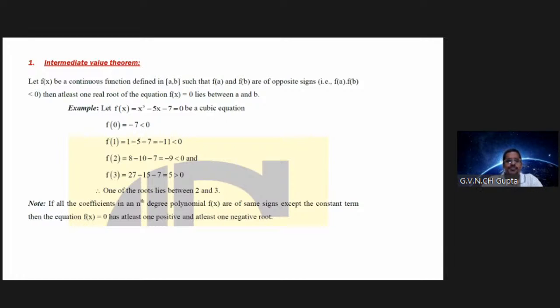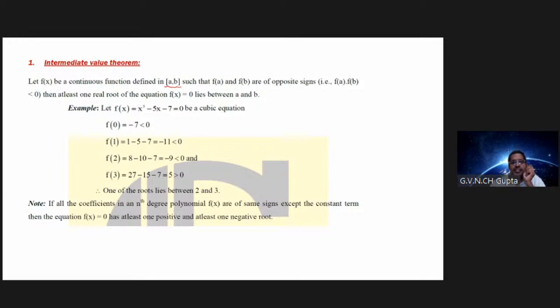The first one is the intermediate value theorem. The necessary condition is: let f of x be a continuous function defined in closed interval [a, b]. What does continuous function in closed interval [a, b] mean? The given function f of x is continuous at every point x between a and b, and it has the existence of right hand limit at x is equal to a and left hand limit at x is equal to b.